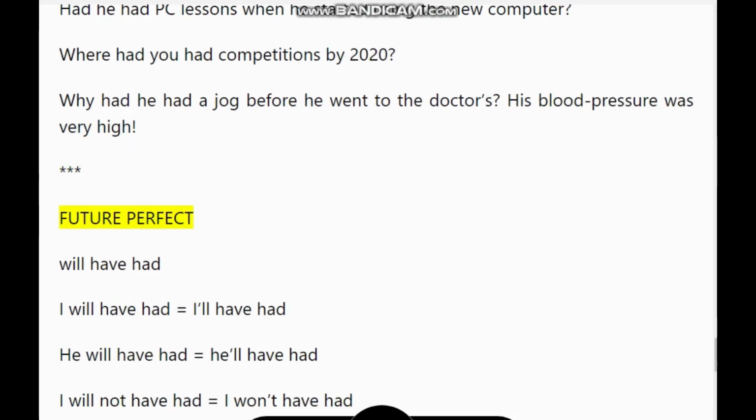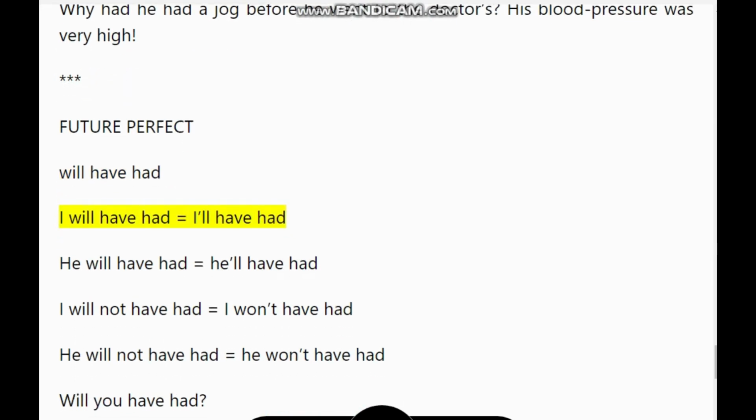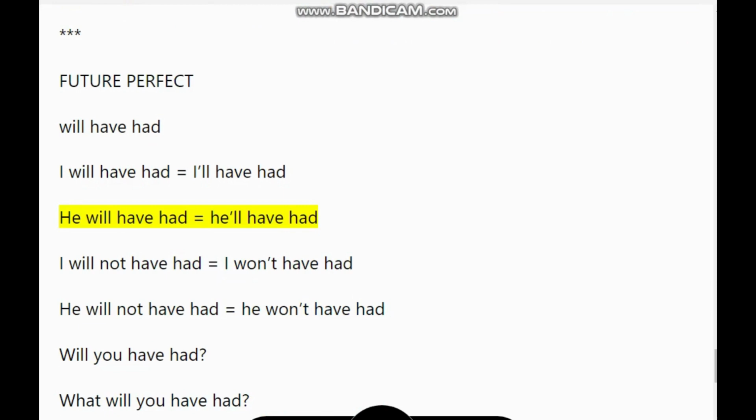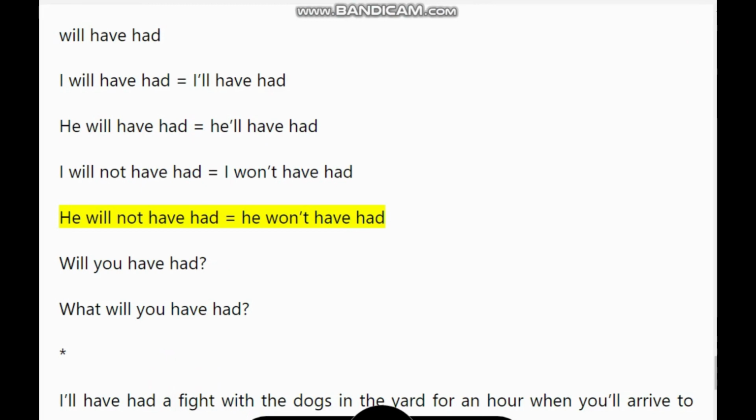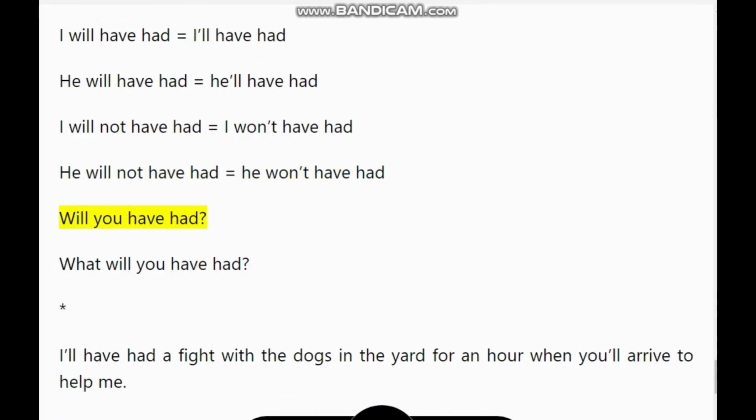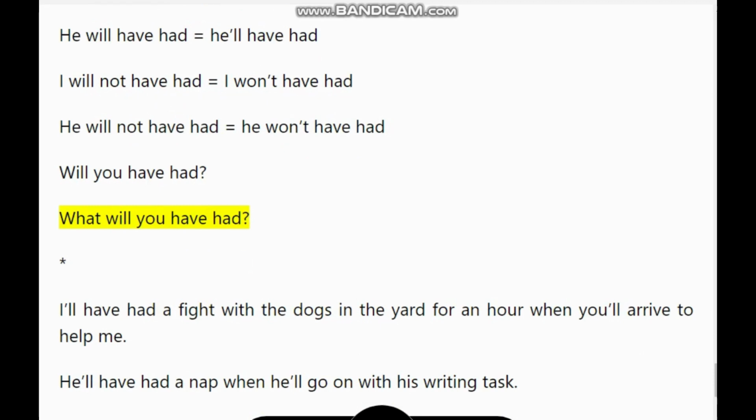Future perfect. Will have had. I will have had equals I'll have had. He will have had equals he'll have had. I will not have had equals I won't have had. He will not have had equals he won't have had. Will you have had? What will you have had?